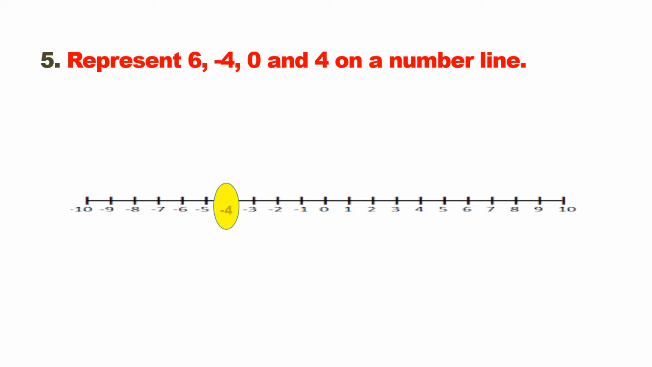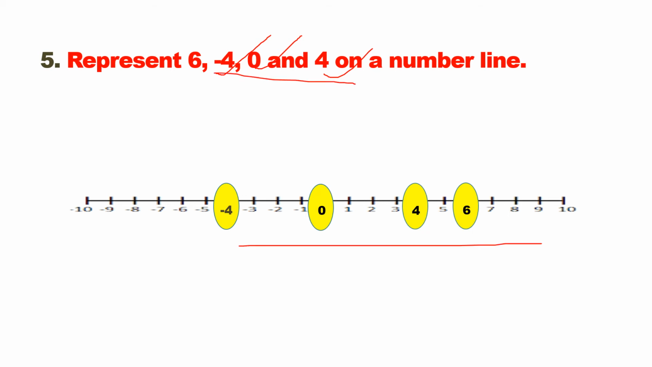Minus 4, I finished with this minus 4. Next is 0, finished with 0. Next 4, 6. 4 I finished. Next 6. The 4 integers he gave, I denoted on the number line. He just asked to represent, so we represented, it is finished. Okay, let us go to the next question.